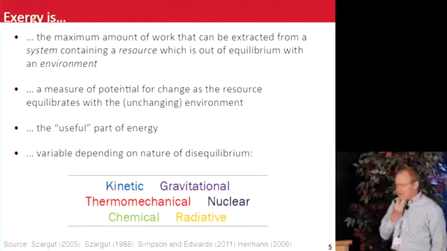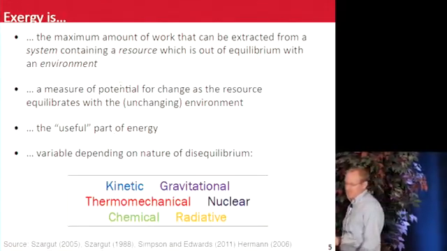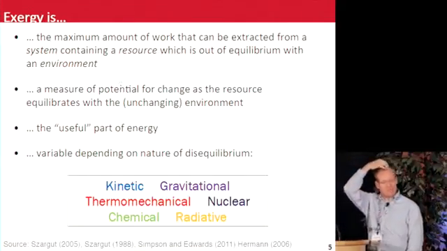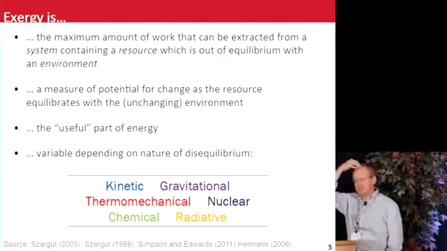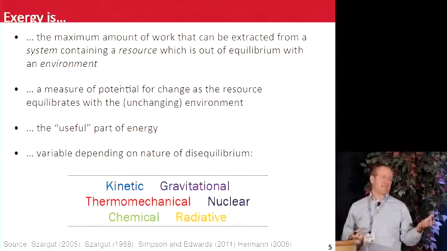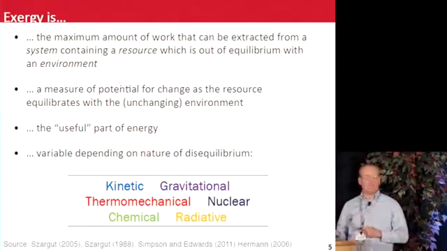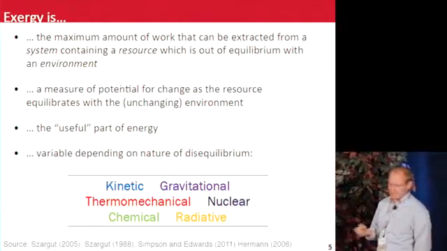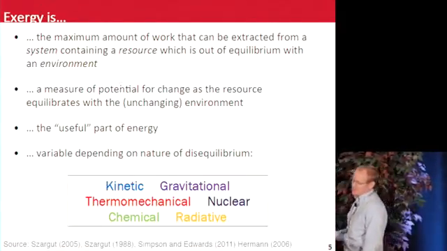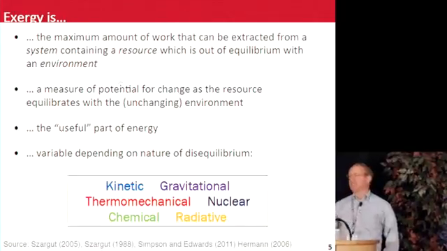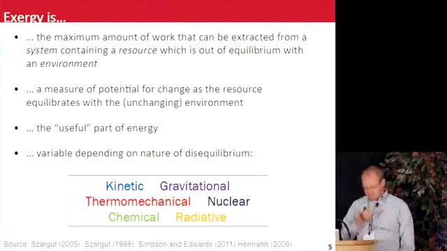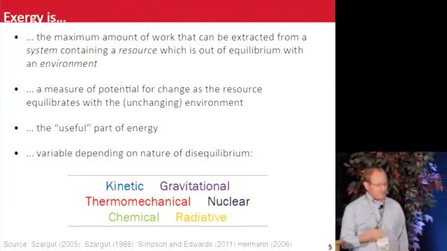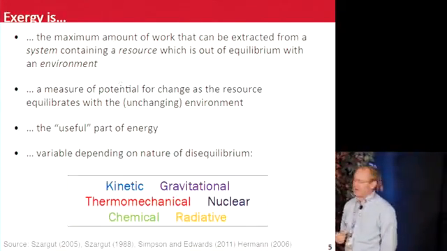Just to explain a little bit about exergy. You can think about it in many ways, one of which is the maximum work that can be extracted from a thermodynamic system, where the system contains something that you might call a resource, which is out of equilibrium with an environment or a reference environment. In this case, the resource could be a natural resource such as coal, or it could be a waste stream that is out of equilibrium with the environment. It's a measure of the potential for change as the resource equilibrates with the assumed unchanging background environment.